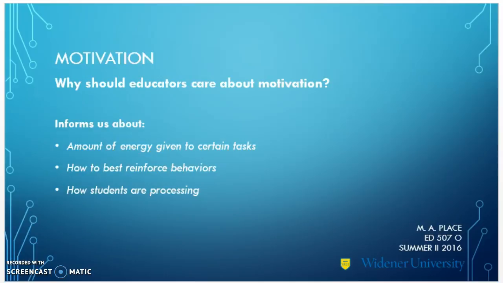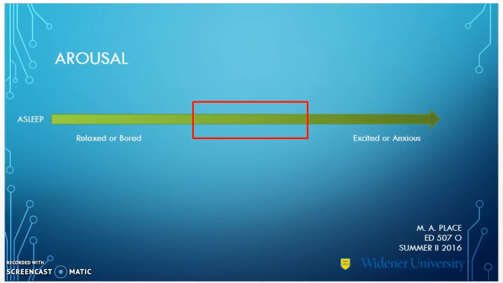So the first step in motivation is arousal. We must be aroused to be ready to take on a task. So I've displayed this here as kind of a continuum. We are asleep at one end, meaning that there is no arousal. We are in a resting state. In the low levels of arousal, we can be either relaxed or, on the negative side, we could be bored.